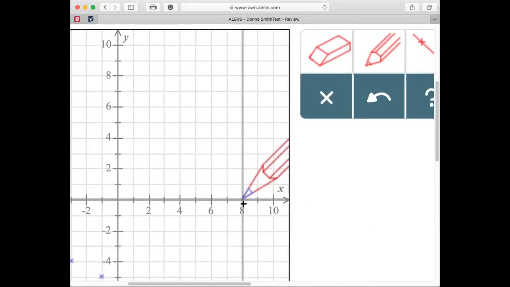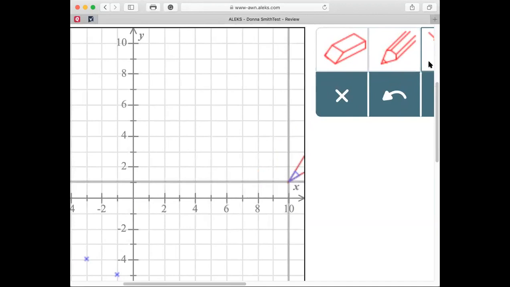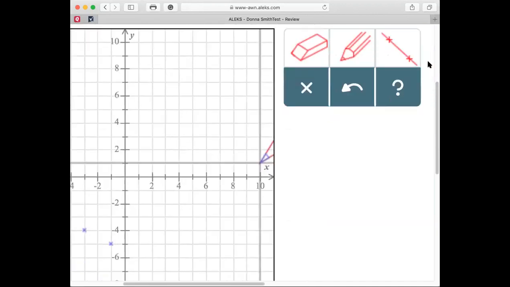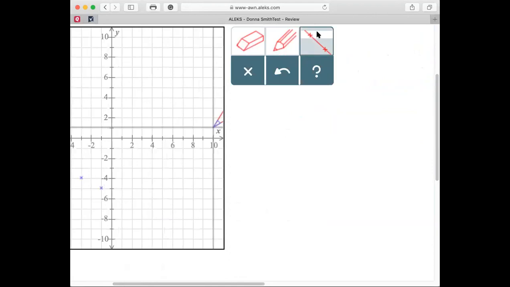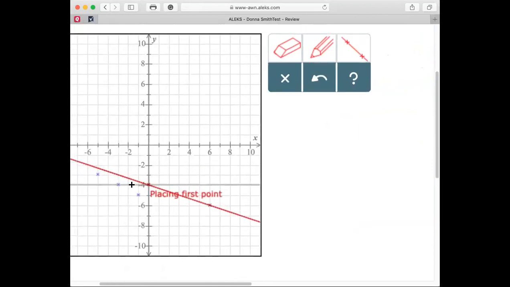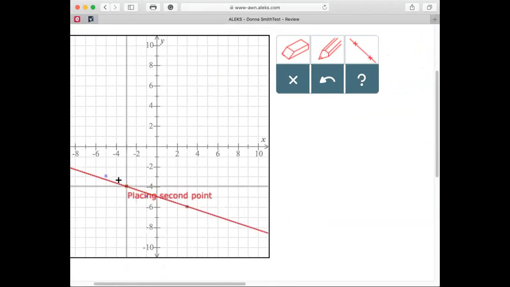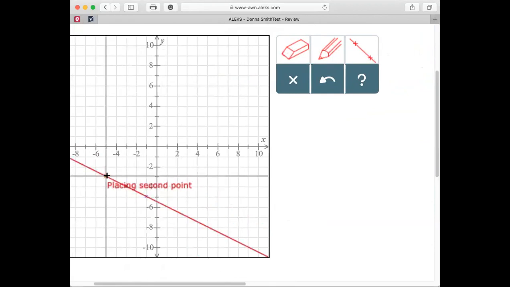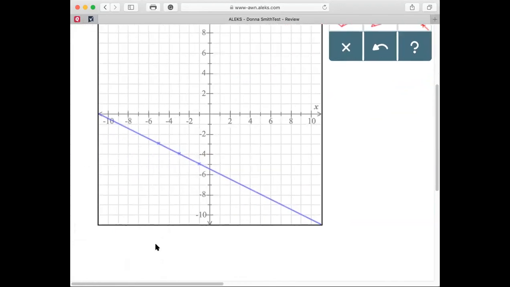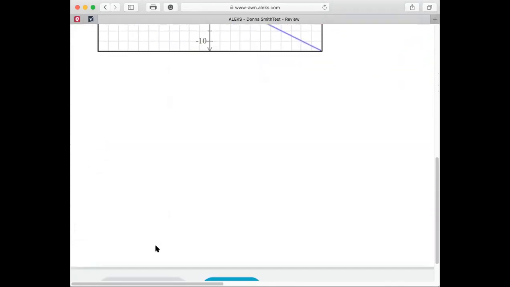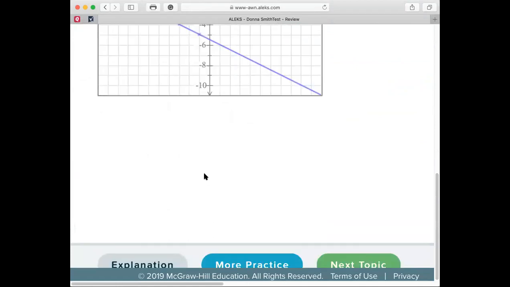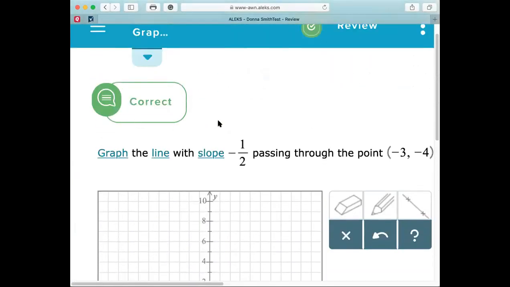Now we're going to draw our line. So I'm going to select the line tool. Click on my ordered pair. Whether I click on the ordered pair that's above using the slope of 1 divided by -2, or this point where I use the slope of -1 divided by 2, either way I'm going to get the correct line. Let's check our work. And then we always like that little correct symbol.